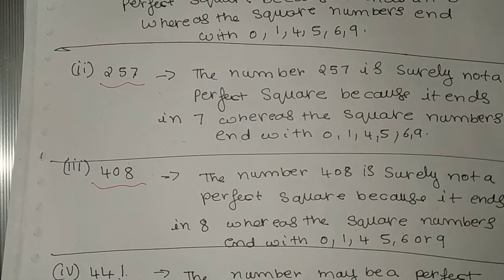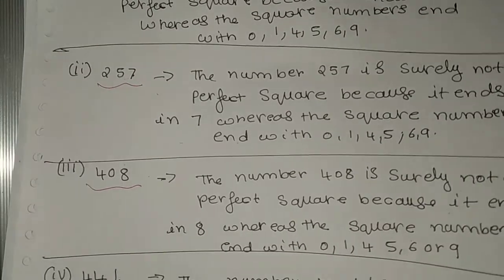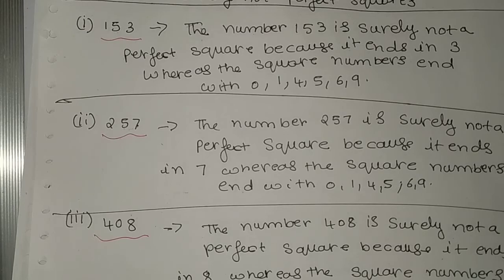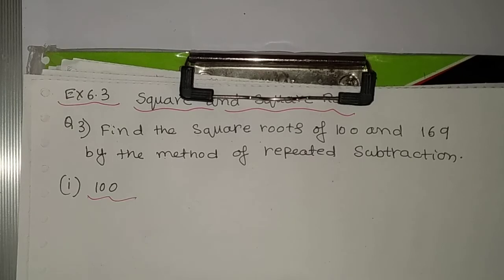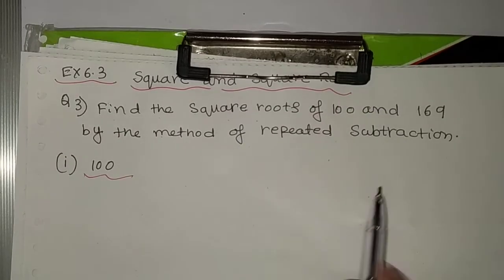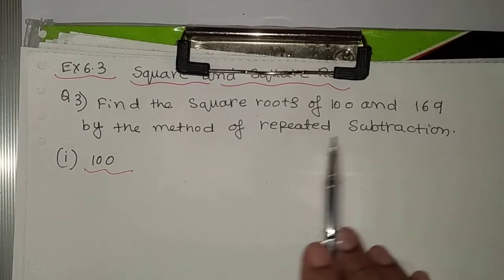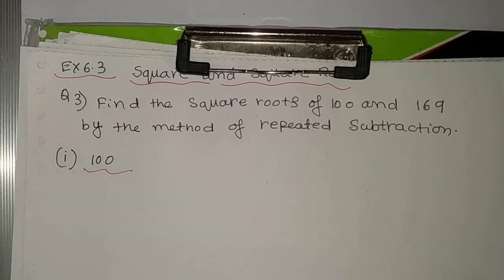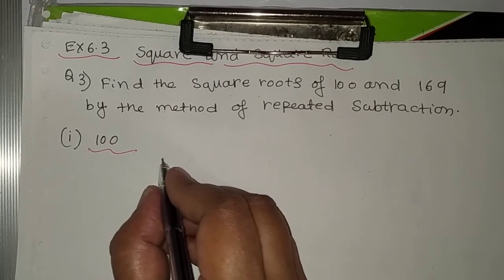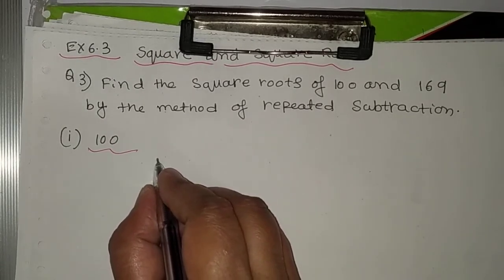That is question 3. So question 3 is this: find the square root of 169 by the method of repeated subtraction. So we directly start the problem. While solving, I'll explain. So repeated subtraction, first take the odd numbers.